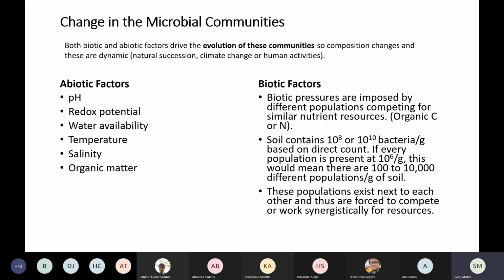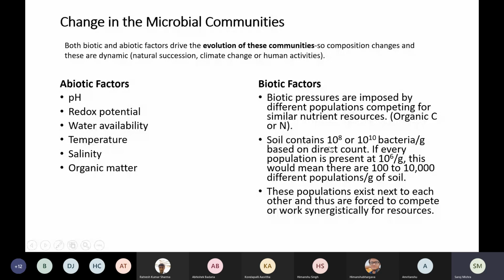What abiotic factors affect this? Redox, temperature. The biotic pressures are imposed by different populations which are competing for either the same organic carbon or nitrogen. So there is competition among the microorganisms also, because they are fighting for the same resource like carbon or nitrogen. Soil contains about 10 to the 8 or 10 to the 10 bacteria per gram based on direct count.